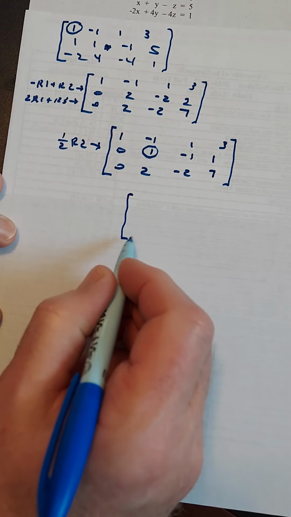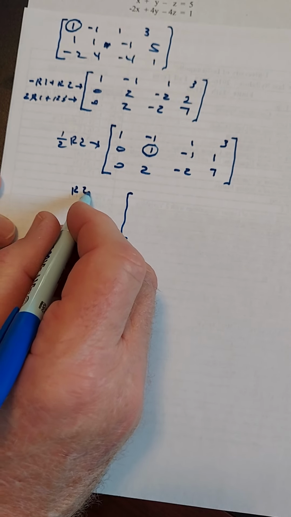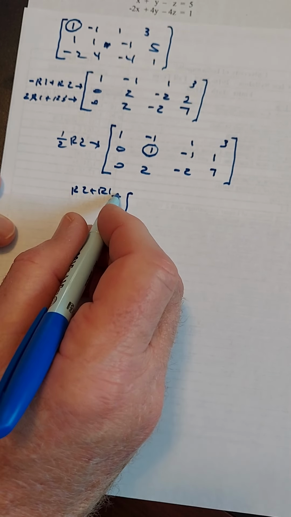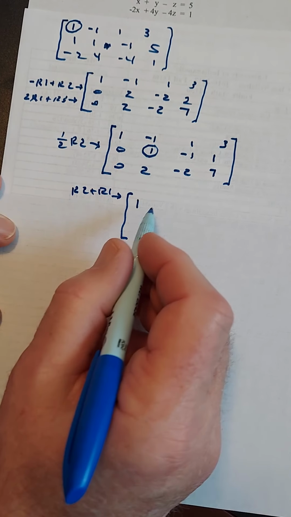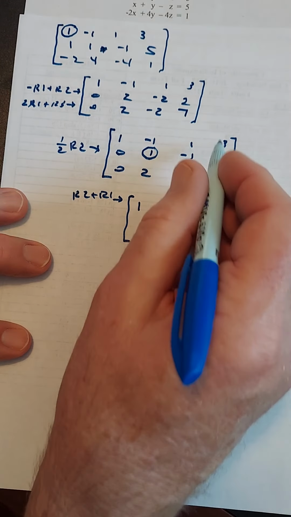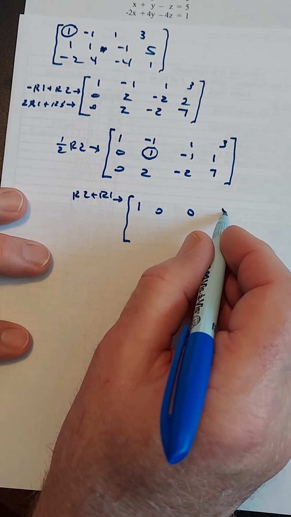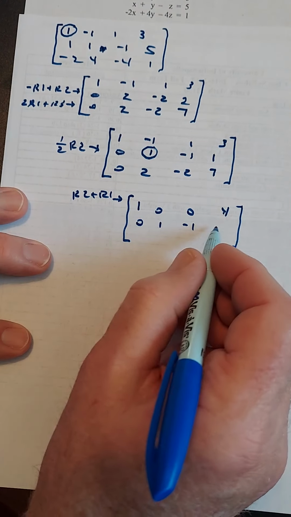Okay, now I want to get a 0 here, so I'm simply going to take row 2 plus row 1. So 0 plus 1 is 1. 1 and negative 1 is 0. Negative 1 and 1 is 0, and 1 and 3 is 4. Second row stays the same.